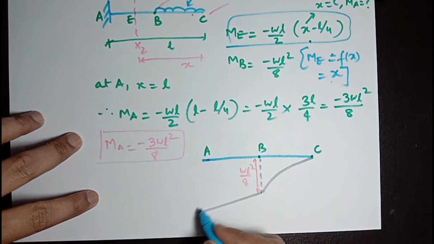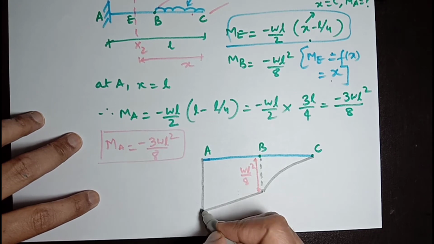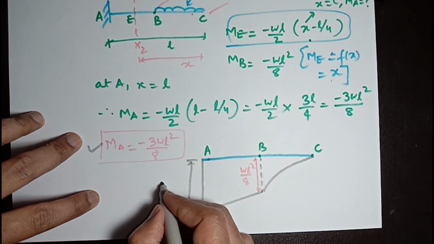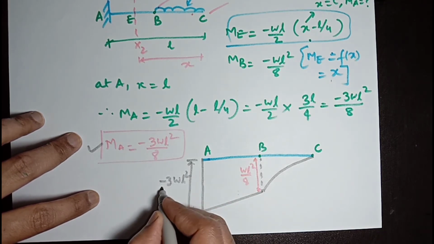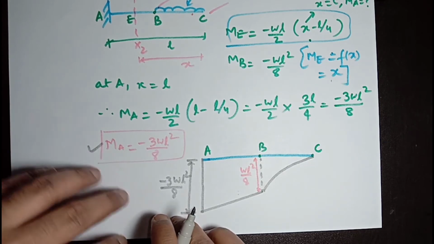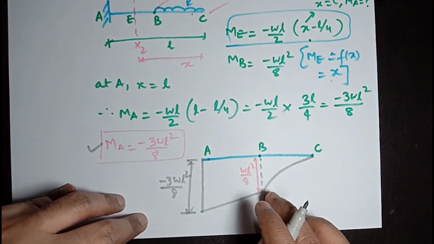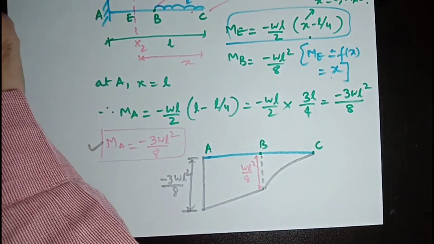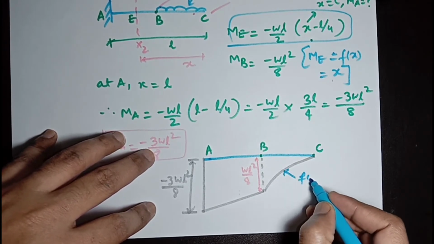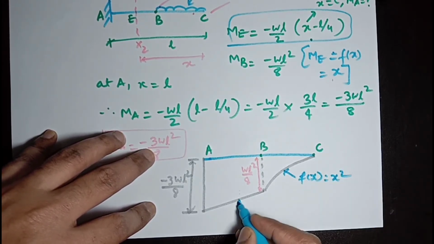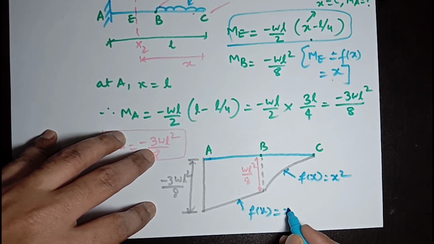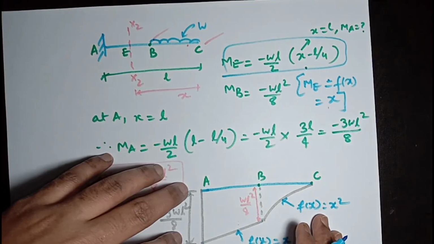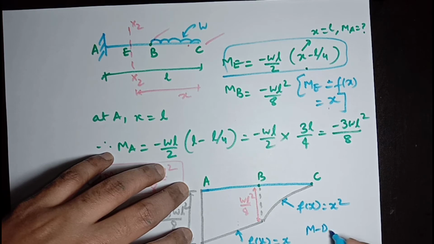So we can draw, this is the bending moment curve here, and this value is, as I have calculated here, this is the MA minus 3WL square divided by 8. This is the maximum value at A, and at point B the bending moment value is WL square by 8, and at C its value is 0, and this is a parabolic curve having function fx equal to x square. Here the function fx is equal to x, a linear curve. So now I am done with the bending moment diagram. This is the M diagram. You can say M diagram, bending moment diagram.